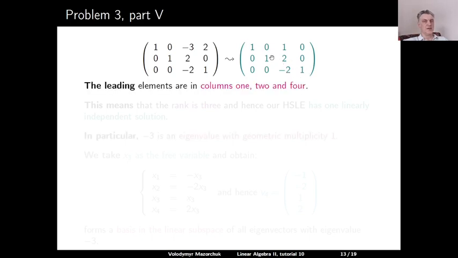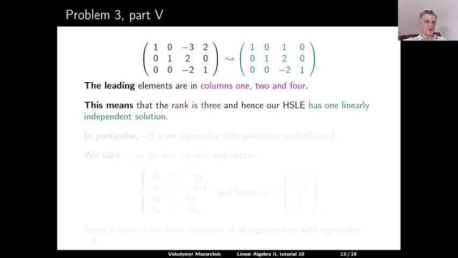And here we have the leading elements in columns 1, 2, and 4. So this means that the rank of our matrix is 3, and hence our homogeneous system of linear equations has one linearly independent solution. So 1 is equal to 4 minus 3. So in particular, this means that -3 is indeed an eigenvalue, and that the geometric multiplicity of this eigenvalue is 1.